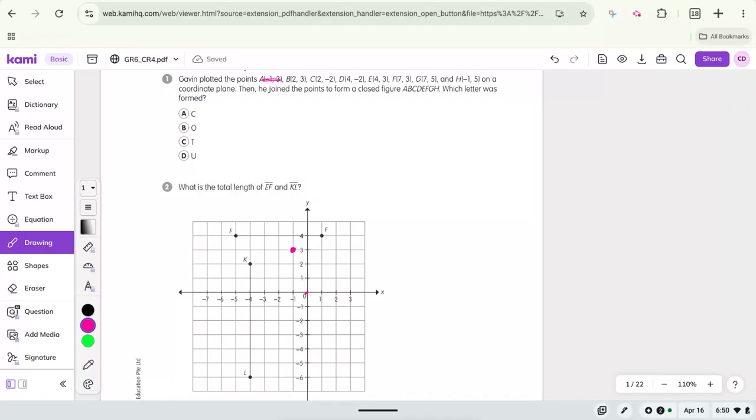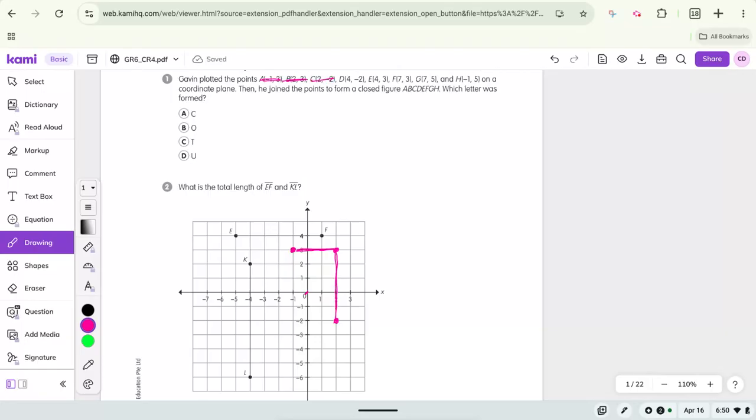The next point is 2, 3. So from the origin, I go to the right 2 and up 3. So here I am. And I'm going to connect those dots. All right, so I have that one. Then I'm going to go 2, -2. To the right 2 and down 2 from the origin is here. So again, I'm going to connect each dot to the one before.